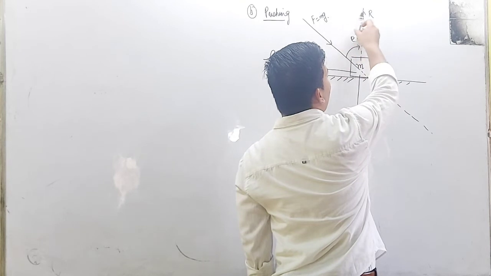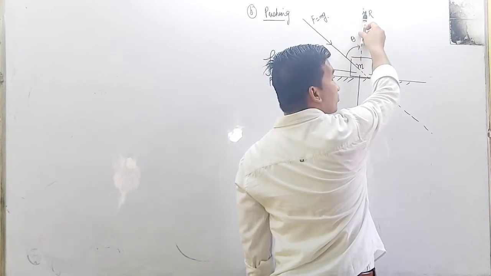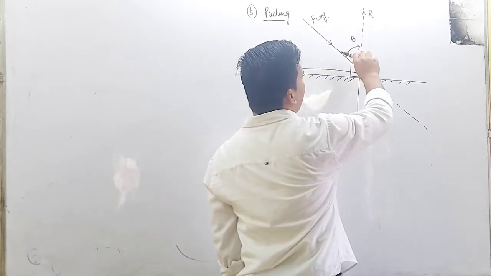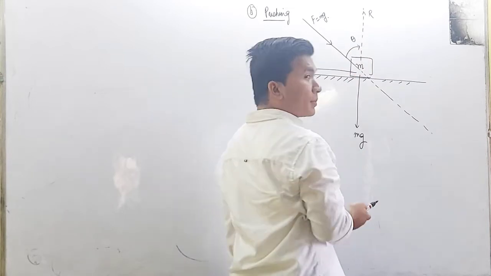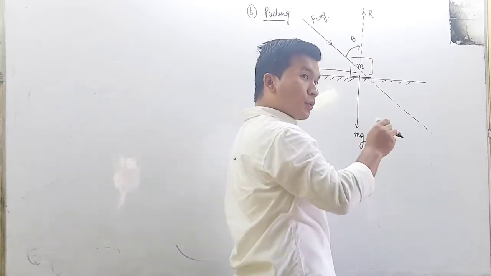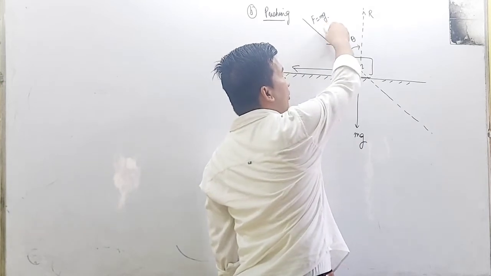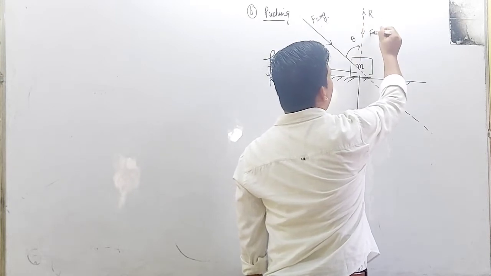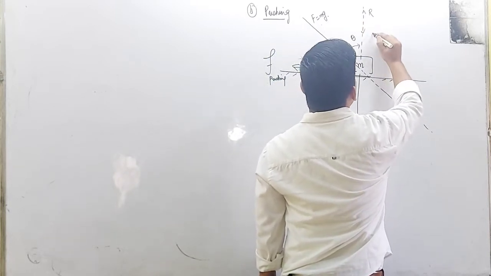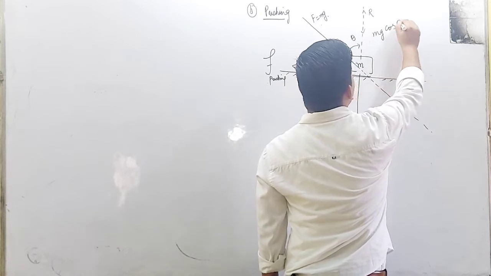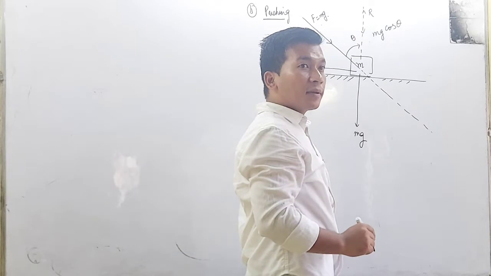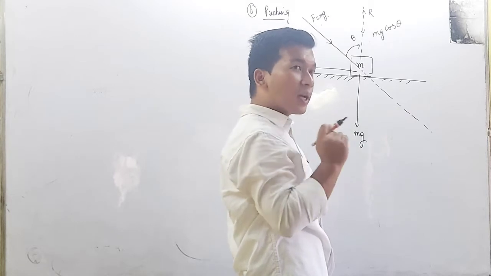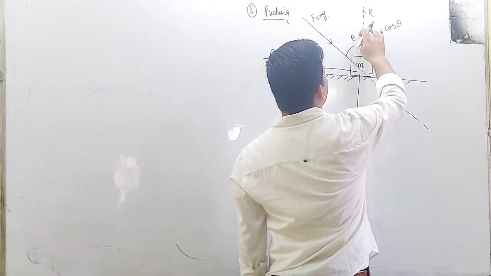This can also be resolved: F cos of theta and F sin of theta. However, the direction seems to be opposite. F means it will be mg, and the cos of theta direction is opposite. Let us put it like this, with a minus.